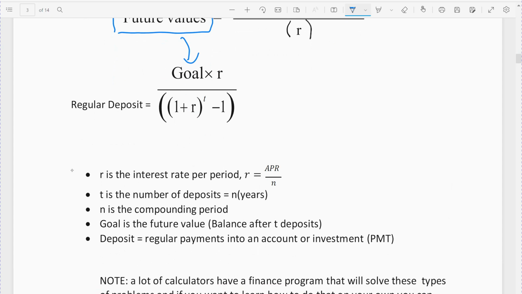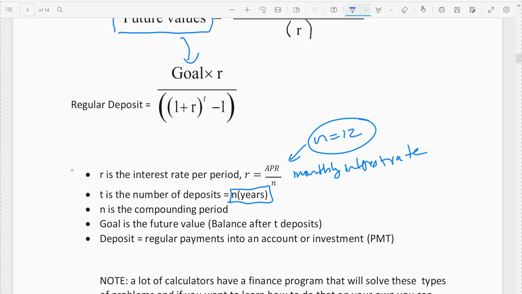R and T are the same as in the compound interest cases and the loan cases. R is your annual percentage rate as a decimal divided by N. In this case, N will always be 12 because we're always going to do this monthly, so this is going to be the monthly interest rate. T is always going to be 12 times the number of years, every month for so many years.